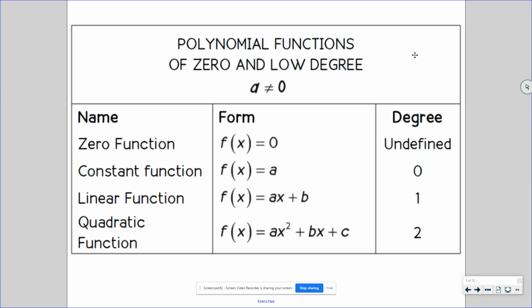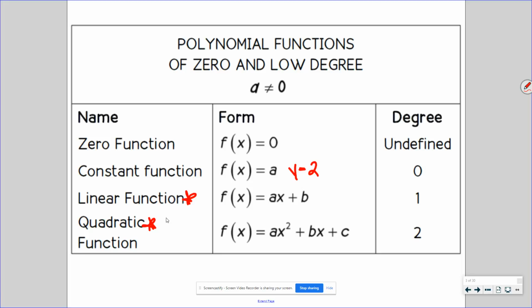Here are a few examples of polynomials that you should recognize, and we're going to do some investigation today into some details of the linear function and the quadratic function. A zero function is just a function that is equal to 0, which would be a horizontal line right on top of the x-axis. A constant function would be something that's equal to a number. Let's say y equals 2 could be a constant function. That would also be a horizontal line, but through the point 2 on the y-axis.